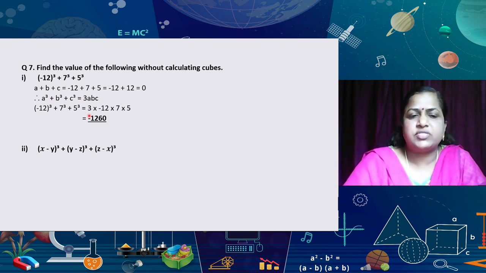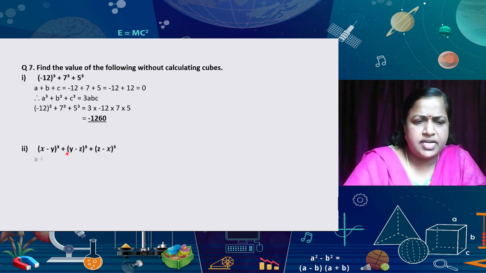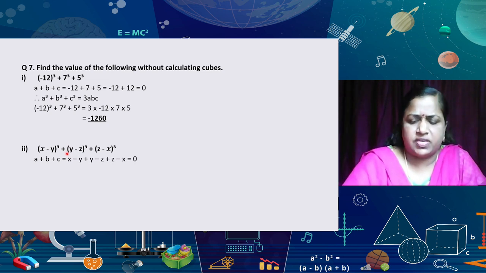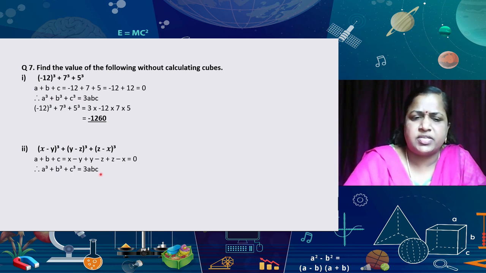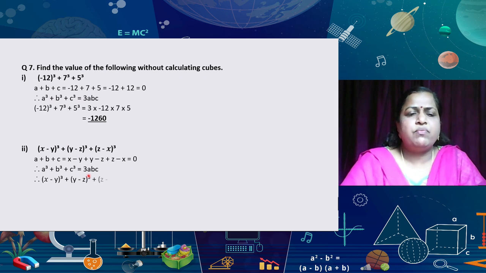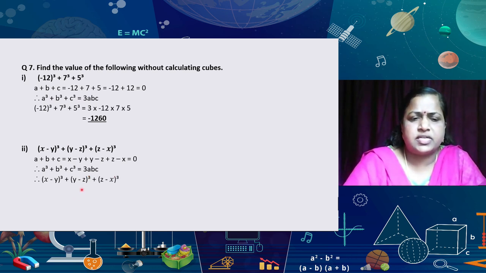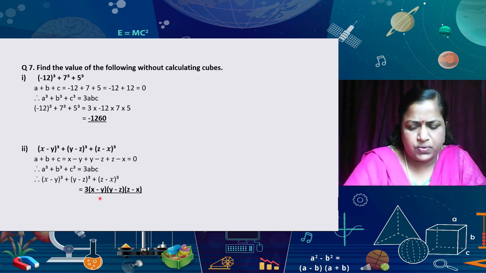Now in the next question, same type of question, but we are given x minus y the whole cube plus y minus z the whole cube plus z minus x the whole cube. And also it is given in the form a cube plus b cube plus c cube. First we have to find a plus b plus c, that is x minus y plus y minus z plus z minus x. All the terms are cancelling, so it is equal to 0, so a cube plus b cube plus c cube equal to 3abc is the identity we just studied. So when we are finding x minus y the whole cube plus y minus z the whole cube plus z minus x the whole cube, we get the answer in the form 3abc. Here a is x minus y, b is y minus z and c is z minus x. So the answer is 3 into x minus y into y minus z into z minus x.